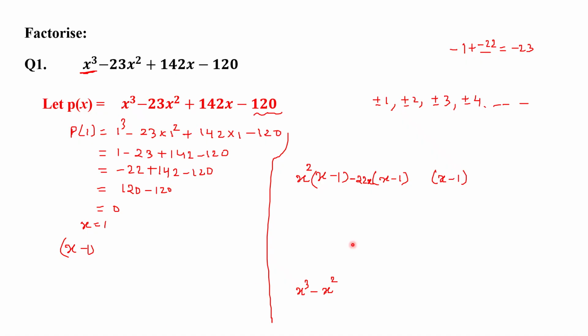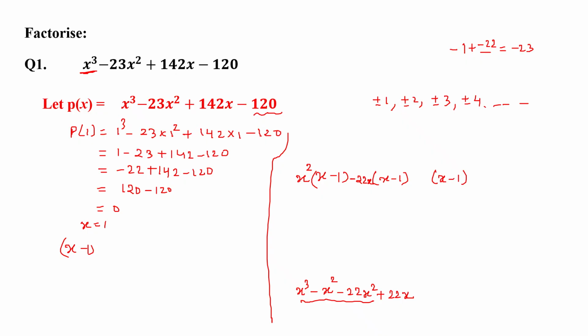Once you write this, again proceed with the multiplication. Minus 22x into x will give me minus 22x square, and minus 22x into minus 1 will become plus 22x. So here we have x cube and minus x square, and minus 22x square will give me minus 23x square, which is the second term. So I got my first two terms. Now I have to move to the third term. Here it is 22x, the numerical coefficient of x is 22. Here the numerical coefficient of x is 142.